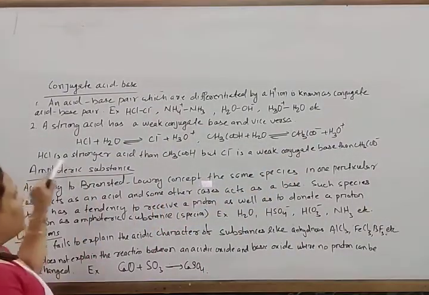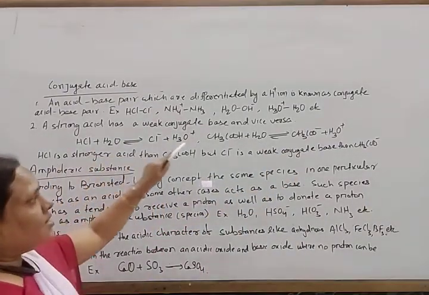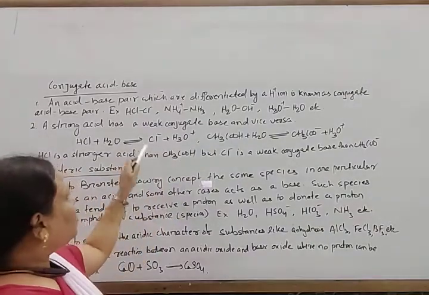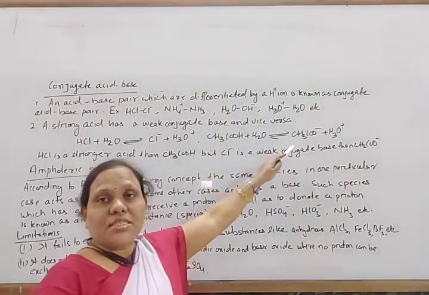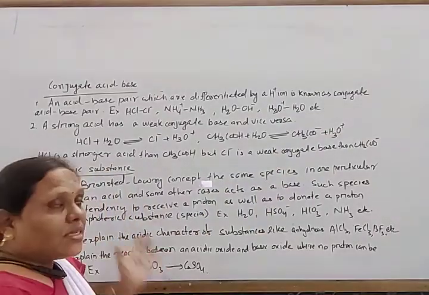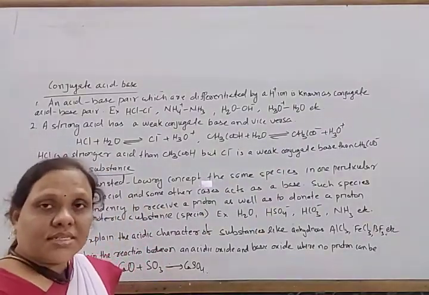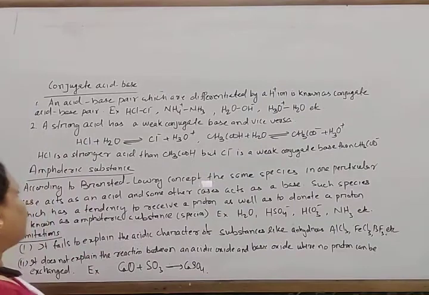Okay, so HCl is a stronger acid than acetic acid, but its conjugate base Cl- is weaker than the conjugate base of acetic acid, CH3COO-. So a strong acid has a weak conjugate base and a weak acid has a strong conjugate base.